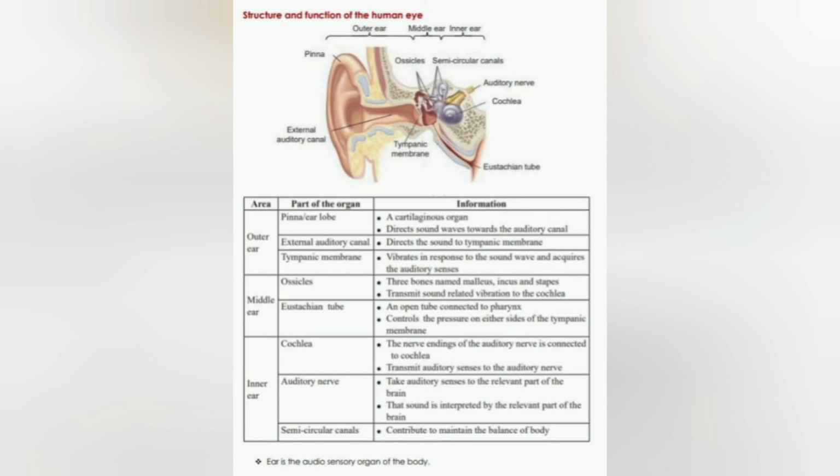Inner ear is divided into three parts: cochlea, auditory nerve and semicircular canals. Cochlea. The nerve endings of the auditory nerve are connected to cochlea, transmit auditory senses to the auditory nerve. Auditory nerve. Take auditory senses to the relevant part of the brain. That sound is interpreted by the relevant part of the brain. Semicircular canals contribute to maintain the balance of the body.